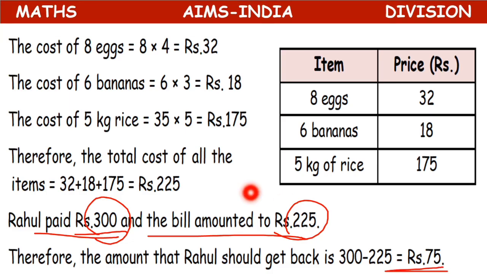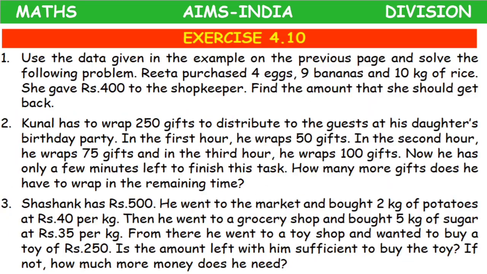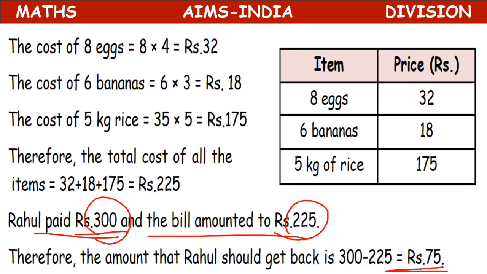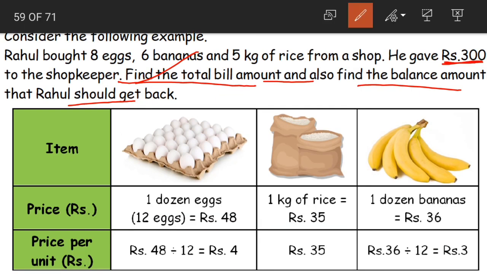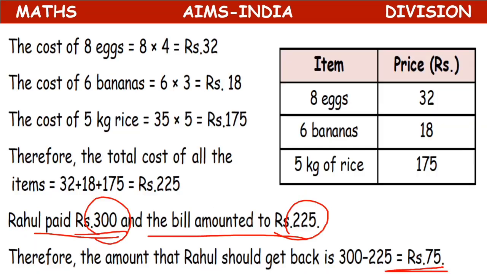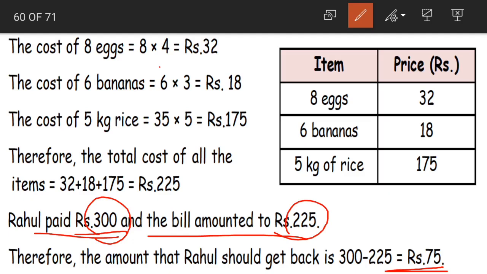So the 75 rupees, what should this do? Should Rahul pay to shopkeeper? No. Shopkeeper should pay to Rahul. Yes, because Rahul paid extra amount than the actual bill amount. Clear, children? What did we do in this? We used all the 4 operations. We divided. Yes. See here, we divided to find out the cost of one item and then multiplied to find out the cost of the items.